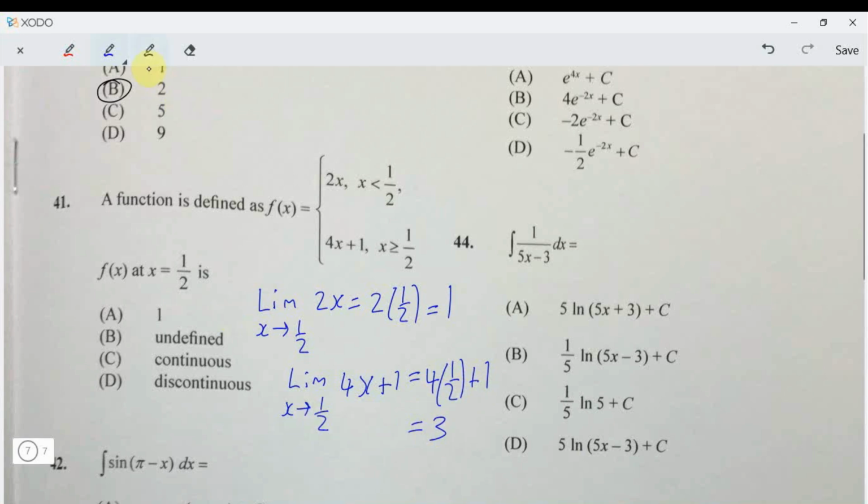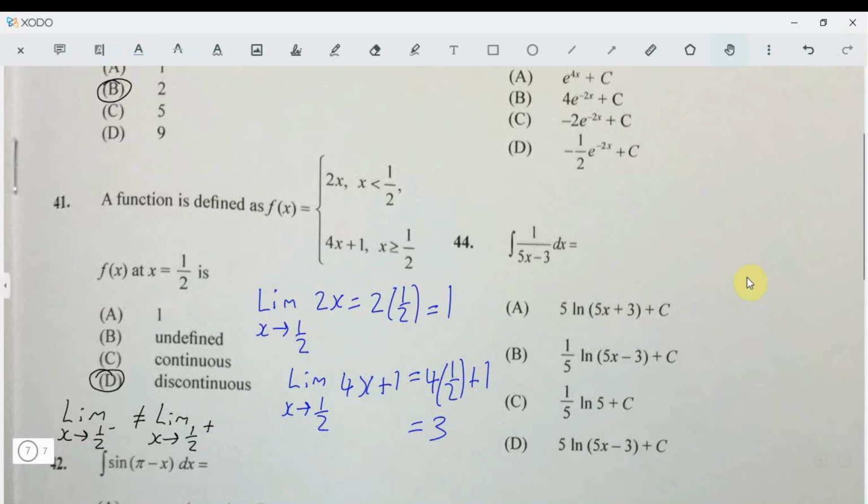But guess what? The two limits are not equal. And so therefore the function is discontinuous. Why is it discontinuous? Because the limit from the left of a half is not equal to the limit from the right of a half. So in that case, we say that the function is discontinuous. It's not continuous at x equal a half.